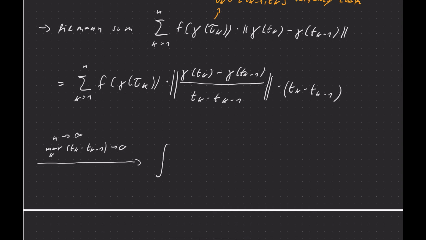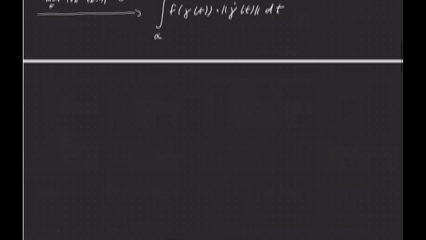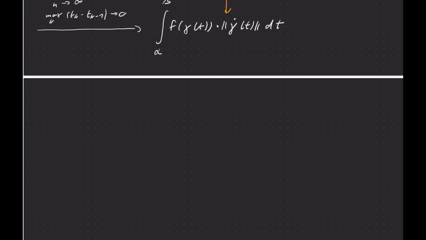And the integral that we get here is basically the same as before, with the exception that we have this f of gamma of t in front of our expression. Again, this expression here in the norm converges to the derivative of gamma. And we just integrate over the interval from alpha to beta. And basically that's the idea of how we can evaluate integrals over functions along lines. So we just define it that way.